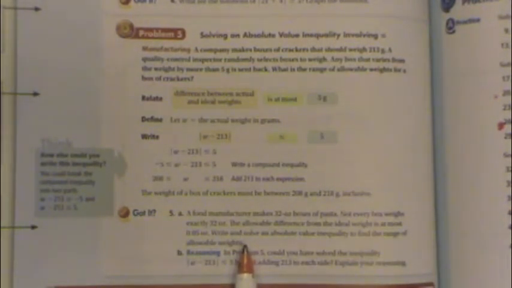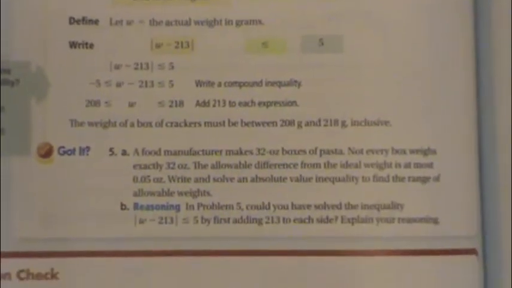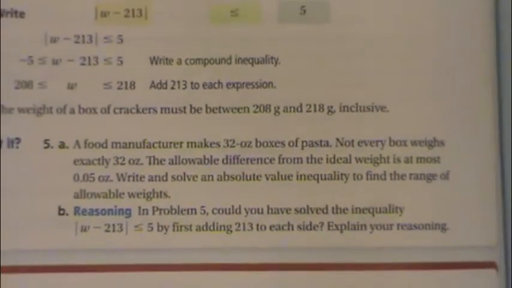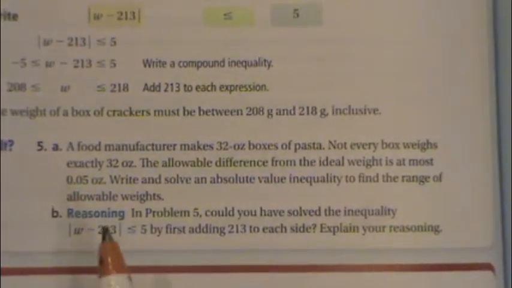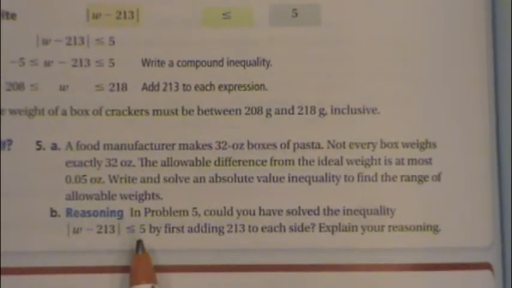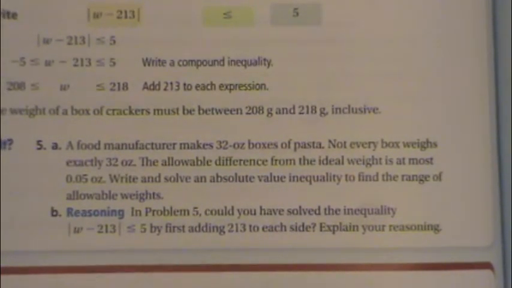Got it. Number 5 asks you to do exactly the same problem again with boxes of pasta. Skip 5A. I want you instead to think really hard about 5B, because that might make some of this more clear to you. Could you have solved the inequality, the absolute value of W minus 213 is less than or equal to 5, by first adding 213 to each side? I want you to think about this, test it out, then come back and we'll chat.